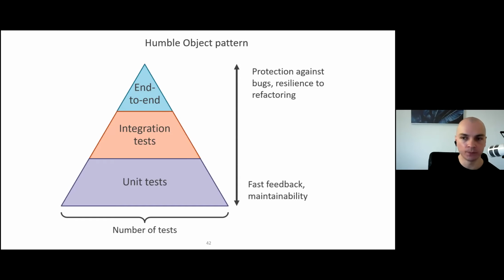And we can look at this test pyramid from our new perspective, from the perspective of the 4 components. The higher you get on this pyramid, the more you get in terms of protection against bugs and resilience to refactoring. But the lower you get on that pyramid, the faster your tests become and the more maintainable they become because you don't have to work with a lot of out-of-process dependencies.